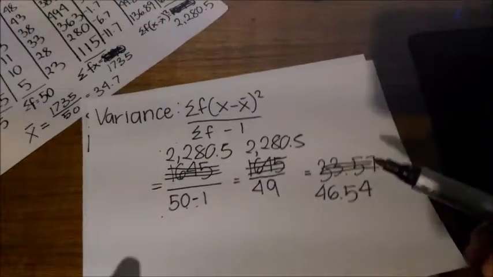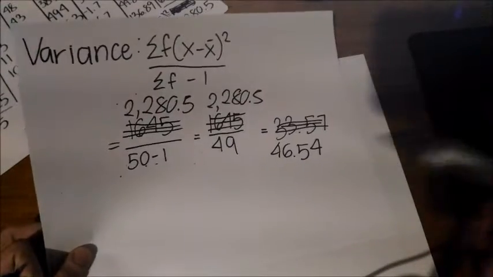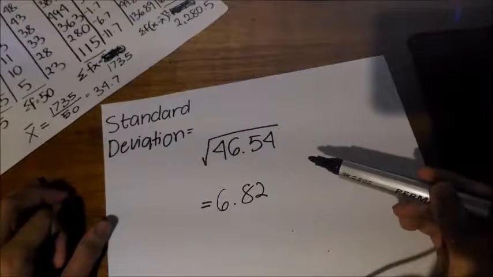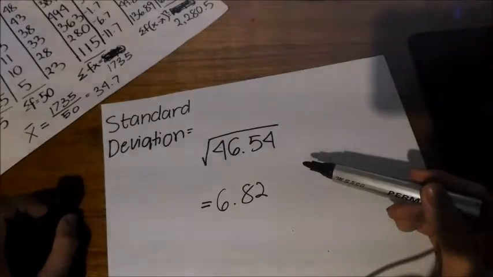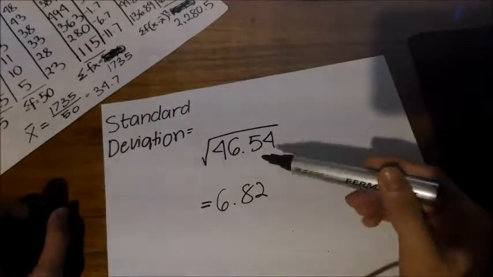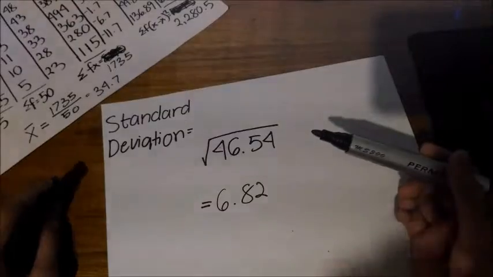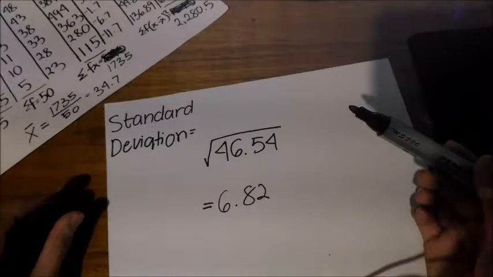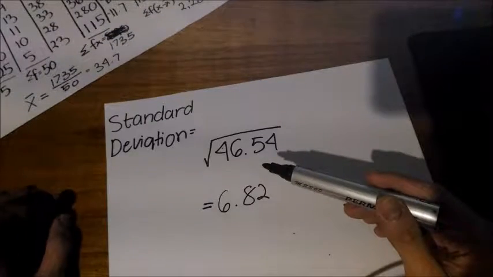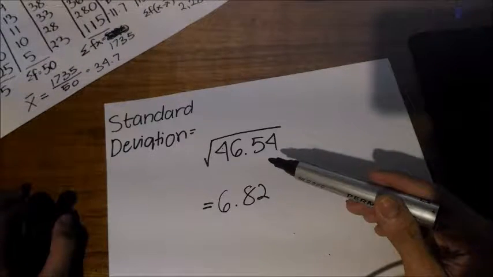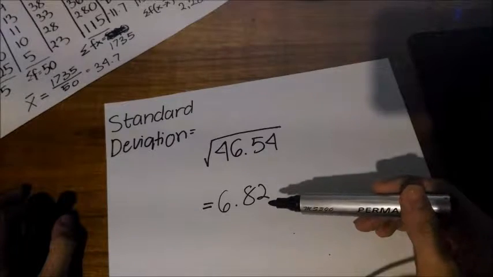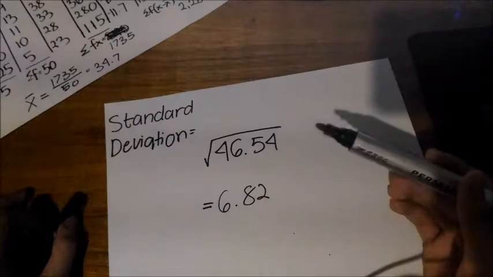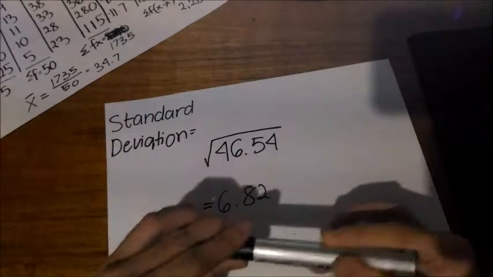For the standard deviation, so close, here it is. How you get the standard deviation is just the square root of your variance. Well, that's all. Really, that's all. The square root of 46.54 is 6.82. And that's how you get the range, the variance, and the standard deviation.